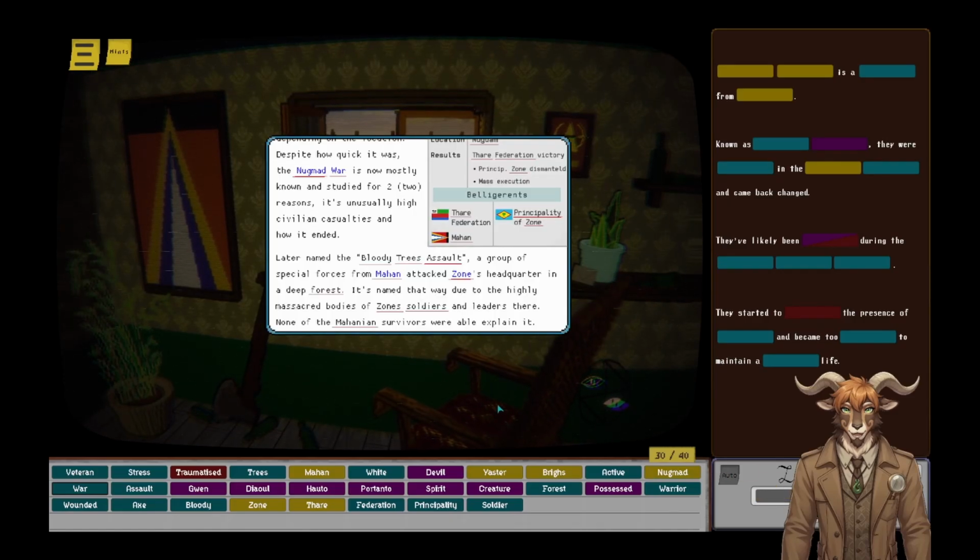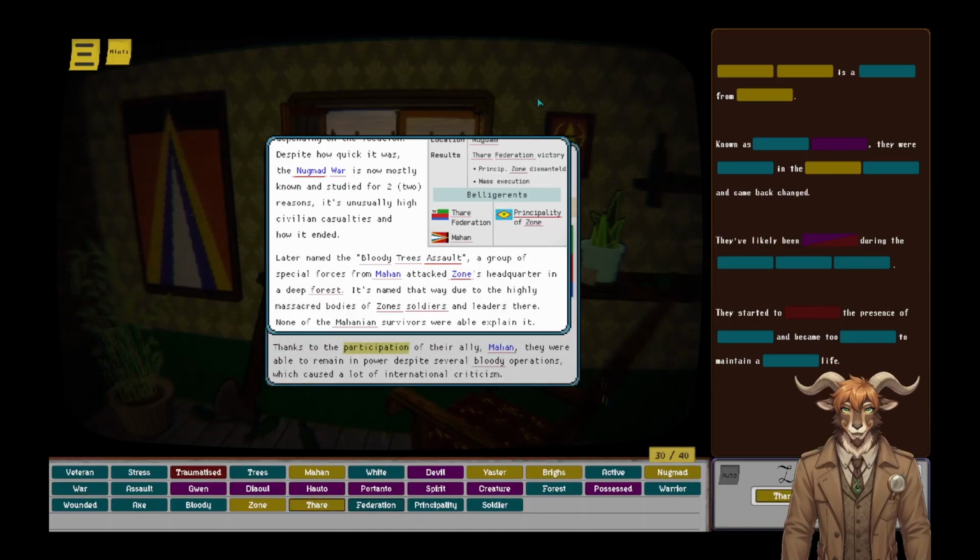Thare Federation, there we go. I searched that up, didn't I? There we go.